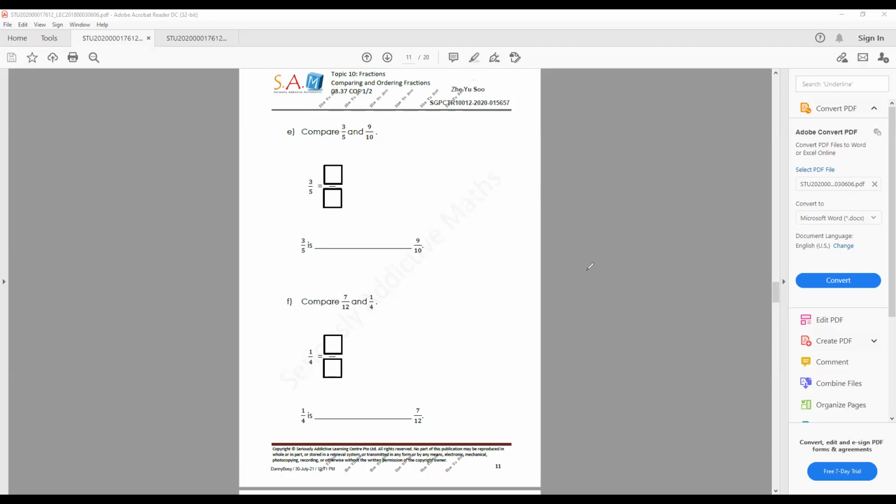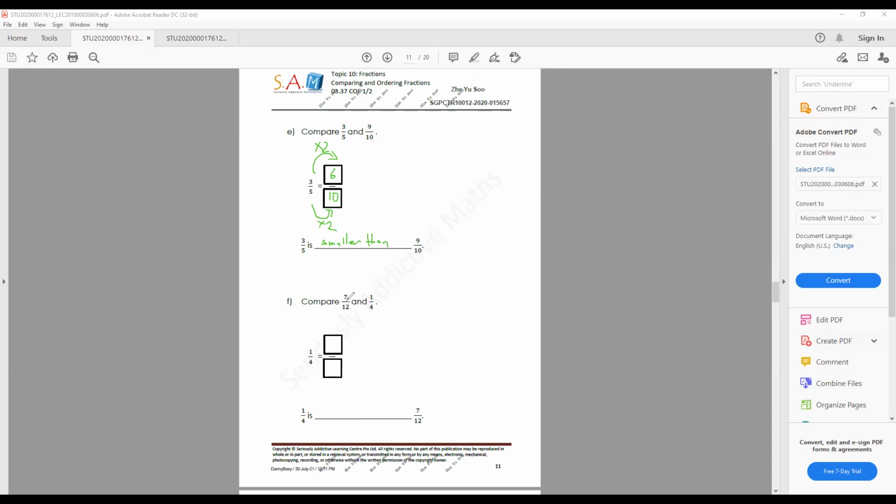Okay. So first of all, you convert 3/5 into an equivalent fraction. I need to make 5 into 10, so that it has the same denominator as 9 out of 10. Times 2. That gives me 6 out of 10. So 9 out of 10 is actually greater. 3 out of 5 is smaller. Did you get that correct?